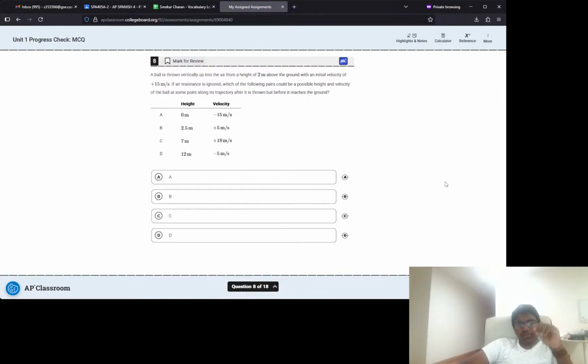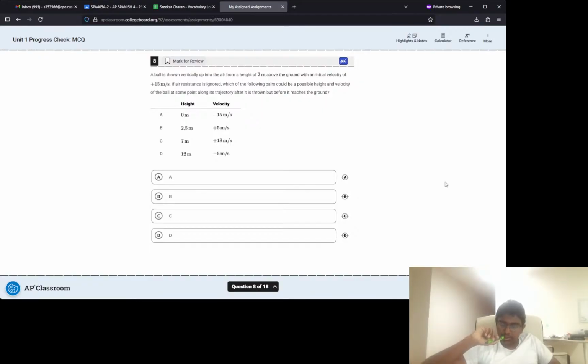A ball is thrown vertically up in the air from a height of 2 meters with initial velocity of 15, which could be a possible height of the ball at some point along its trajectory. All right, cool. So position final minus equals velocity initial plus change in time plus 1/2. I'm just gonna say -5. So -5t squared plus 15t equals x final. So these are valid positions.